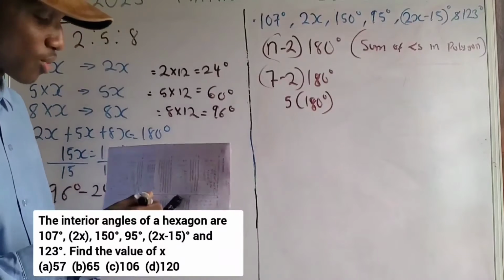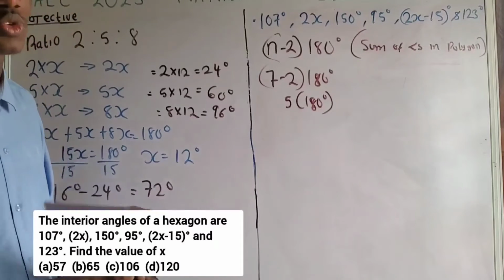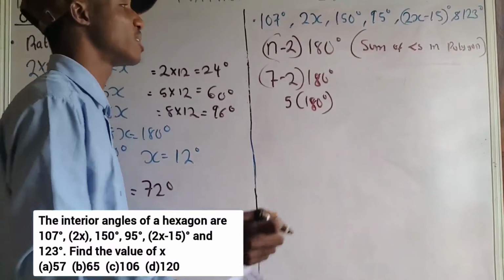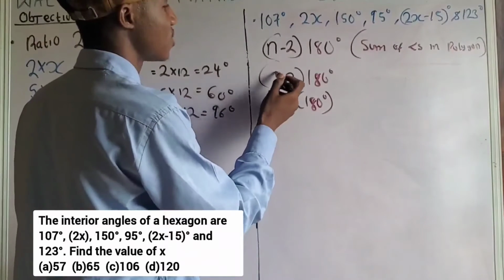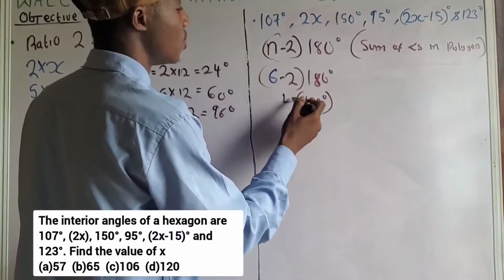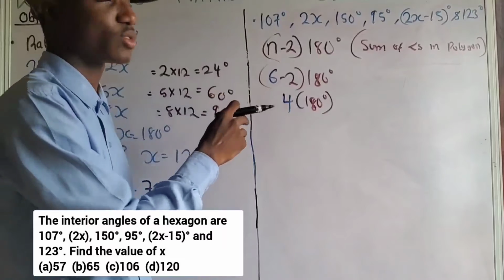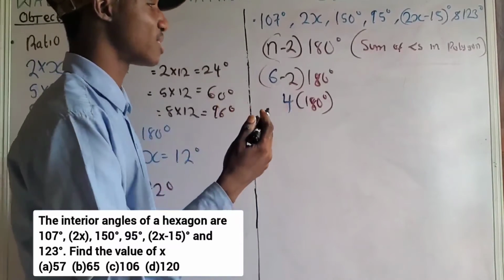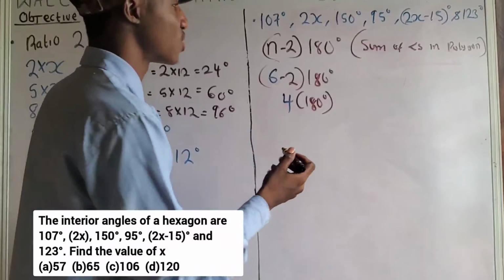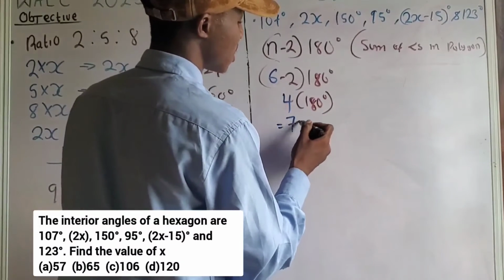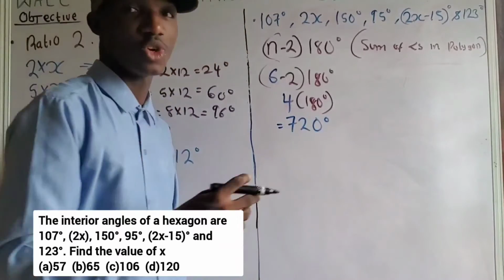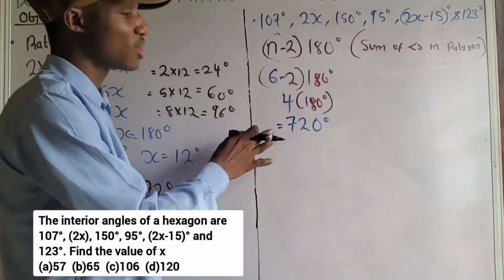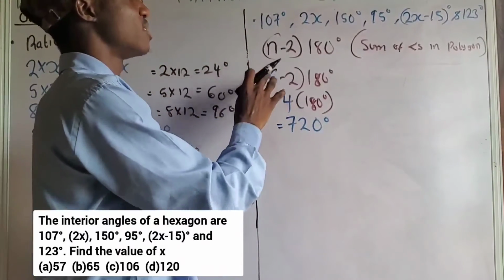So I want to calculate the sum of angles in the hexagon, and I told you that a hexagon is a polygon that has 6 sides. This will be 6 and this should be 4. You understand? So n is the number of sides. So I'm going to have 6 minus 2, which is 4. 4 times 180 degrees will give 720 degrees. So the sum of angles will be 720. Do you understand?